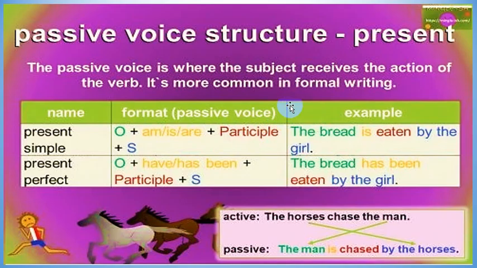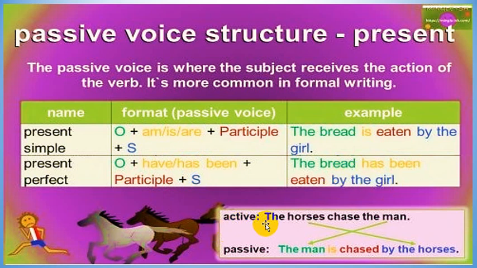Now, the passive voice structure in the present. The passive voice is where the subject receives the action of the verb. It's more common in formal writing. هنا نلاحظ بهذا الجدول the present simple مثل ما قلنا object زائد am أو is أو are زائد past participle زائد subject مال الجملة الأكتف مسبوق by. The bread is eaten by the girl. لاحظ الألوان: الأخضر هو الأوبجكت، الأصفر هو الـ auxiliary verb، الـ eaten هو past participle بالأحمر، والأزرق by subject. Present perfect also formula: object plus have أو has been حسب الفاعل زائد past participle زائد subject. The bread has been eaten by the girl.